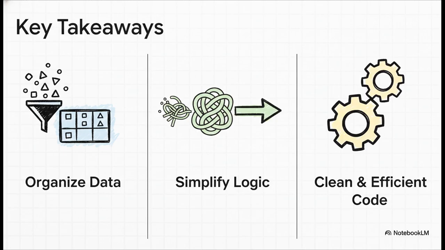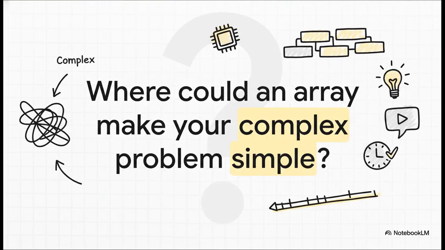So let's wrap this all up. The key thing to take away from this is that arrays are your go-to tool for organizing collections of similar data. They are absolutely incredible at simplifying complex logic, and honestly, getting comfortable with them is a massive step towards writing clean, efficient, and professional-looking code. So I'll leave you with this question to think about. As you look at your own code, or just problems you're trying to solve, where could an array take something that feels really complex and make it simple?